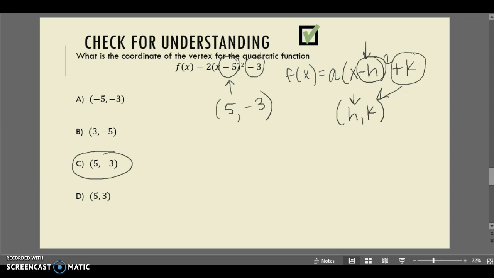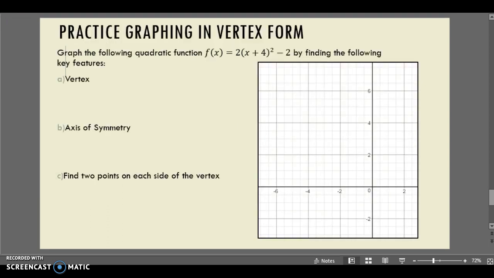Okay. I have one more example for us before we end our session today. So graph the following quadratic function by finding the key features. So the vertex, so again we're taking this number and this number. Okay, that positive 4 is going to change to a negative 4, but that negative 2 is going to stay the same. So our vertex is at negative 4, negative 2. Right there. The axis of symmetry is that x coordinate of the vertex, so x equals negative 4.